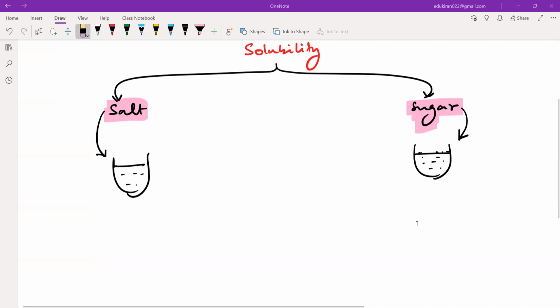Those who have raised their hand, tell me once, which requires stirring to mix in water, salt or sugar? Which substance requires stirring, salt or sugar? Both. Fatima Ansari, can I have you please? Both need stirring. Yeah.